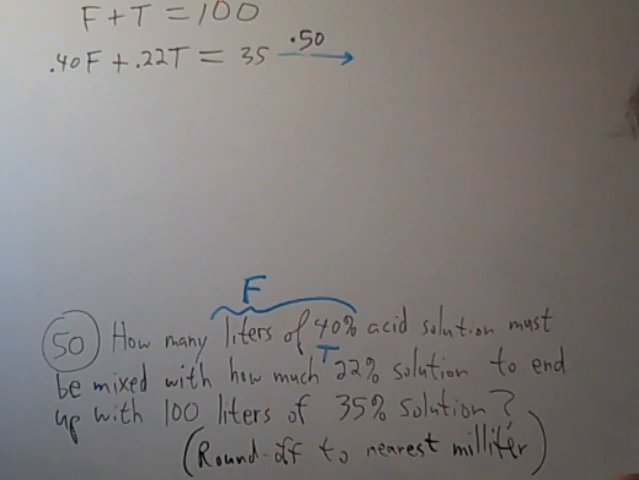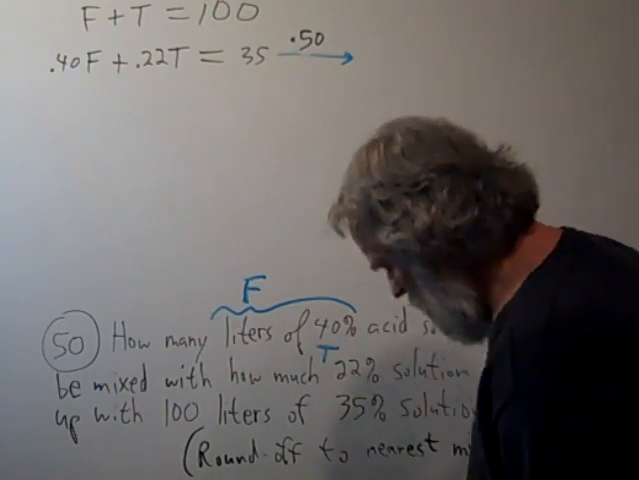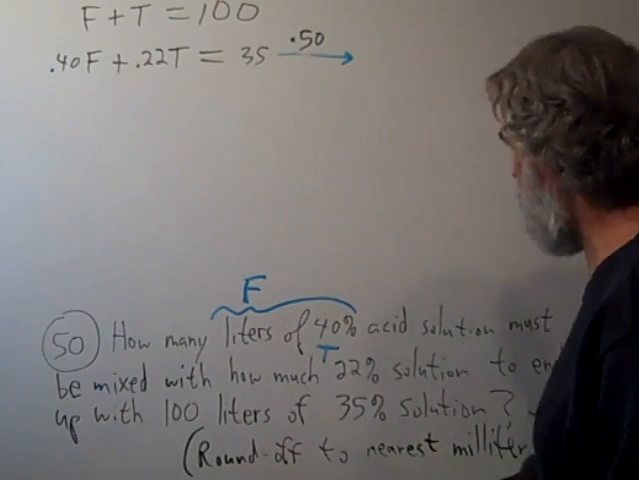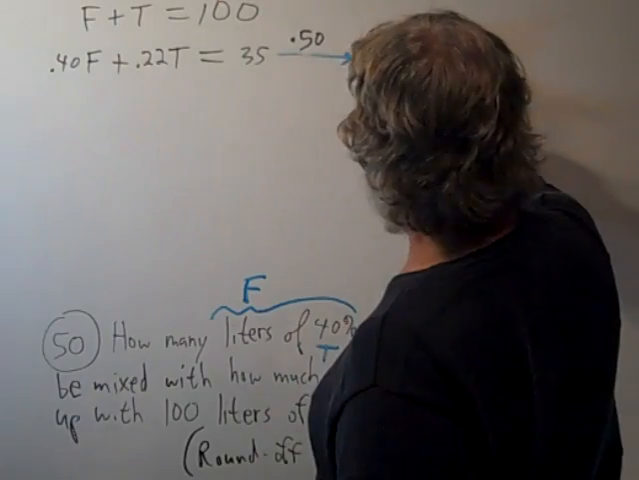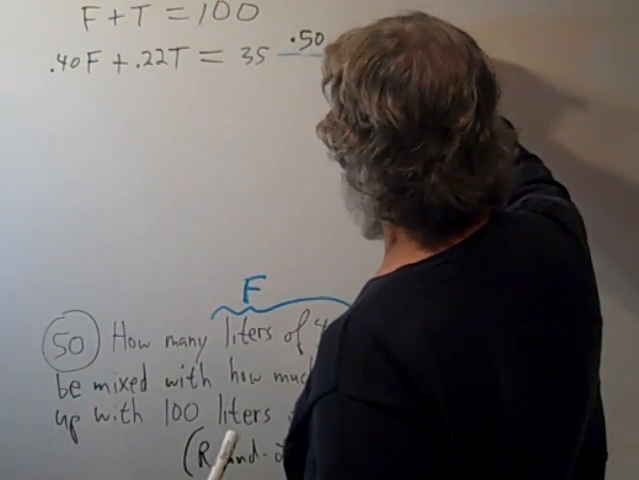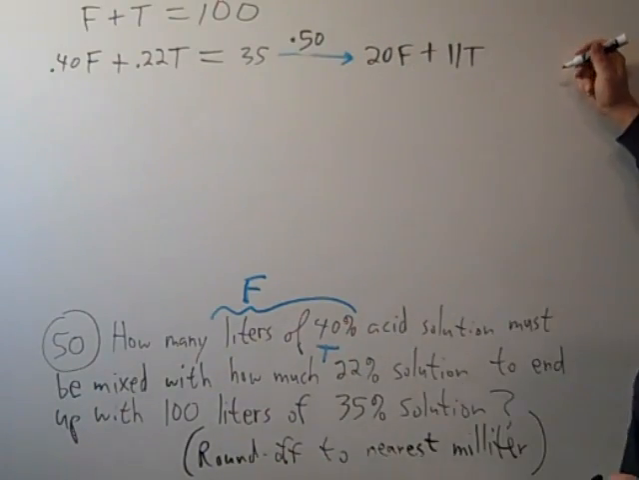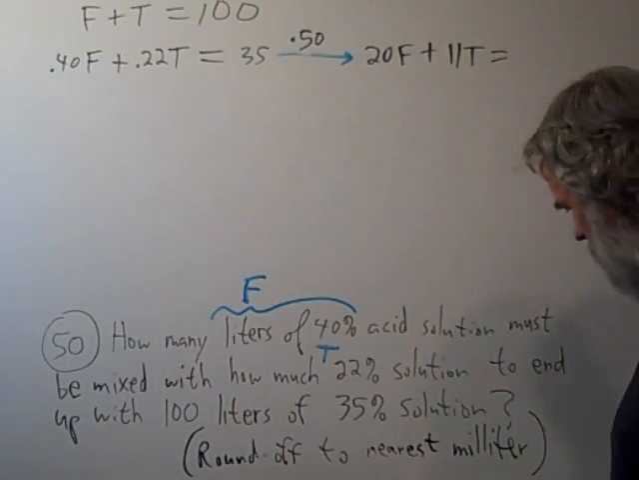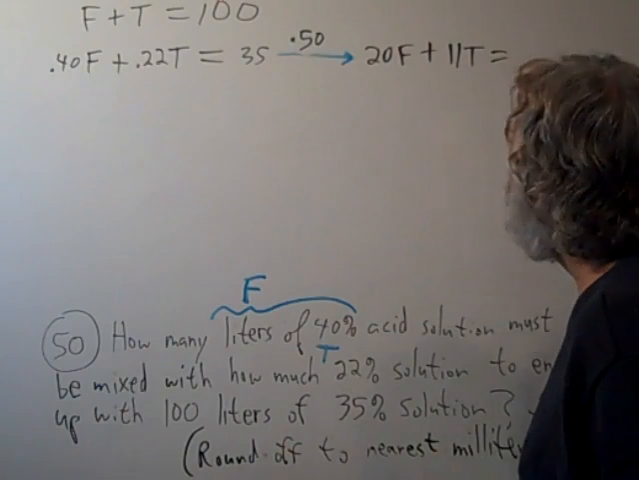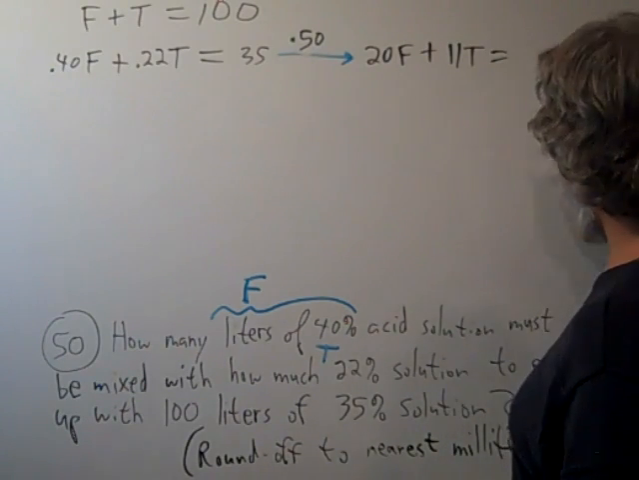And 0.4 times 50 is, of course, 20. So this becomes 20F plus 11T, 0.22 times 50 is 11, equals, let's see, 35 times 50 is 1750.